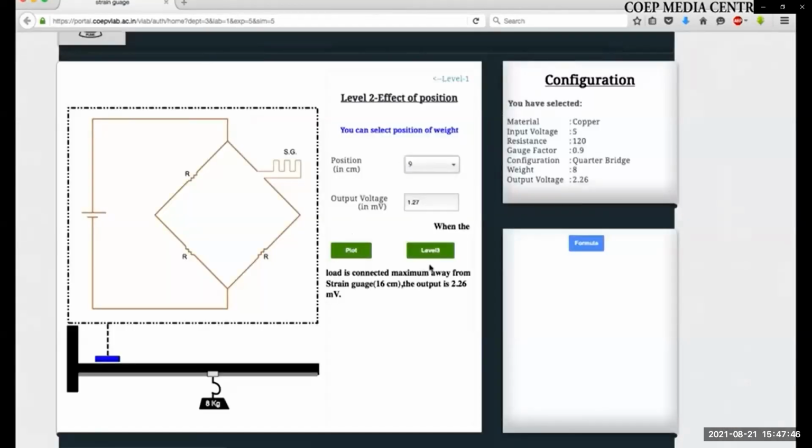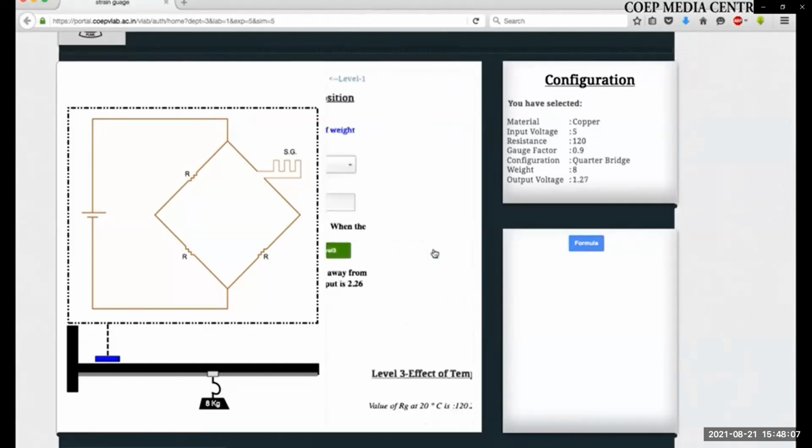And because of this, now you are eligible to go for level 3. Here the load is connected maximum away from the strain gauge, that is 16 centimeter, and the output is 2.26 millivolt. In all other cases you will find that the output was reducing, naturally the bending moment is less. Now go to level 3.